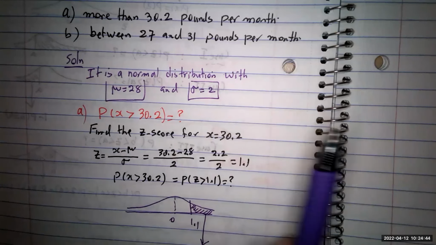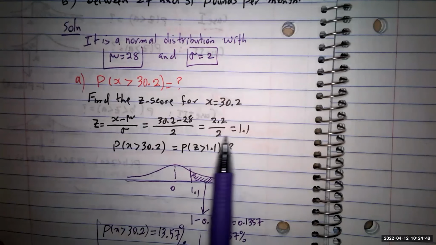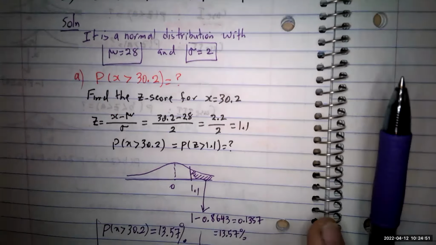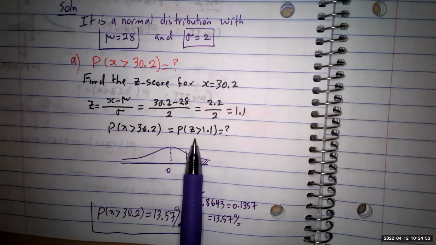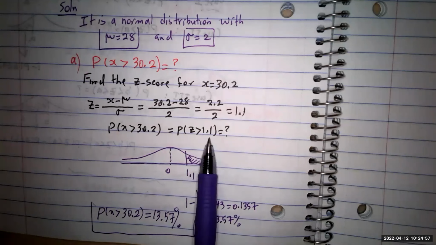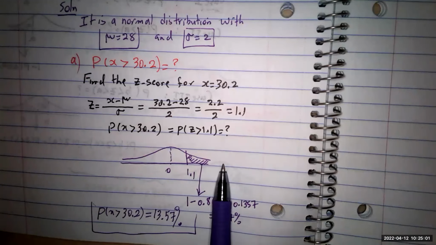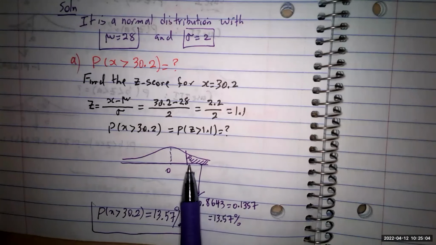So what you're going to do, as we talked about, is change it to the z score. That gives you 1.1. Then the same question would be the same problem for z. So the probability that z is bigger than 1.1. You have to graph it. In all the problems you have to give us the graph. So there's going to be 1.1, and it's going to be 1.1 up.